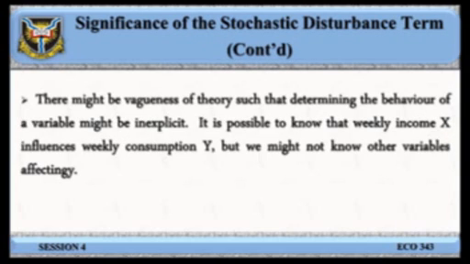4. There might be vagueness of theory such that determining the behavior of a variable might be inexplicit. It is possible to know that weekly income X influences weekly consumption Y, but we might not know other variables affecting Y. In this case, ui could be used as a substitute for all the excluded variables in the model.